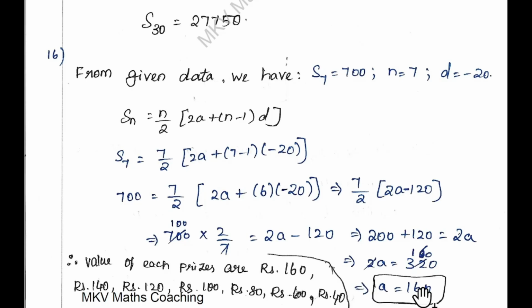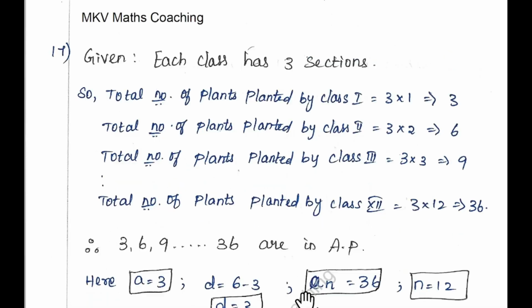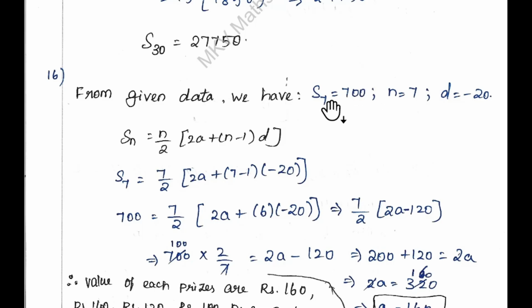What will be the second prize? Just subtract 20 from the first prize. Just subtract 20 from the preceding prize. Preceding is the first prize 160, right? So you subtract 20 here. 160 minus 20 is 140. 140 minus 20 is 120. 120 minus 20 is 100. And 80, 60, 40. So overall 7 prizes are there, right? If you add every prize value, you will be getting the 700 in total.